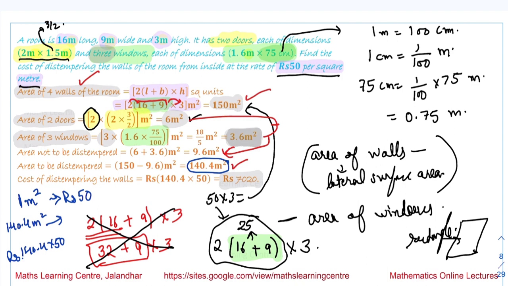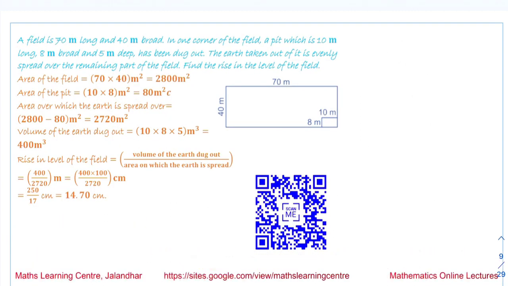Now next we have: a field is 70 meter long and 40 meter broad. This we have shown in this figure. In one corner of the field, a pit which is 10 meter long and 8 meter broad and 5 meter deep is dug over here. When we talk about its depth, it is 5 meter deep, and the mud that is taken out of this pit is evenly spread on the remaining part of the field.